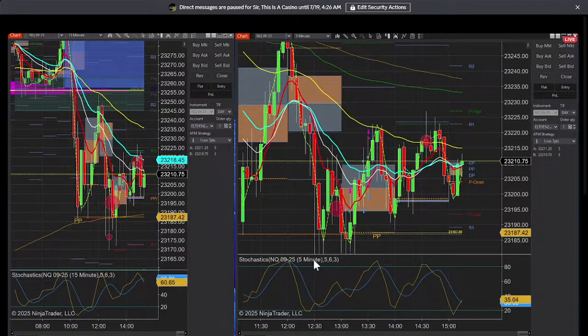This is my stochastic settings. And the way I always set any kind of oscillator, I only use stochastic, but you can do the same with any kind of oscillator, is basically you set your fast line to match the peaks, and that should put your lows down here at the lows. And as you can see, it does.